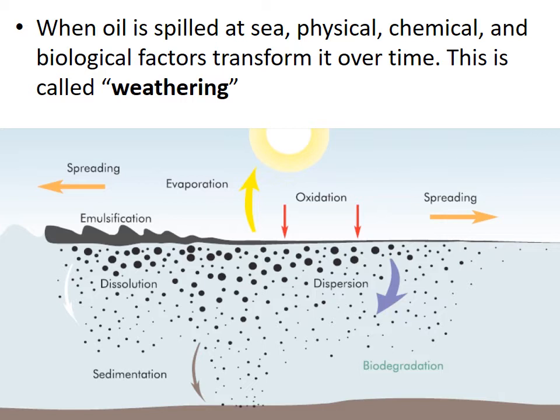Some components of the oil can dissolve in the water, and some of the oil, especially when it's emulsified and mixed with the water, can sink to the bottom and cause harm to life on the bottom. The only sort of positive thing that happens in the weathering process is biodegradation. That's where microbes break down the oil and they can turn it into less harmful forms.